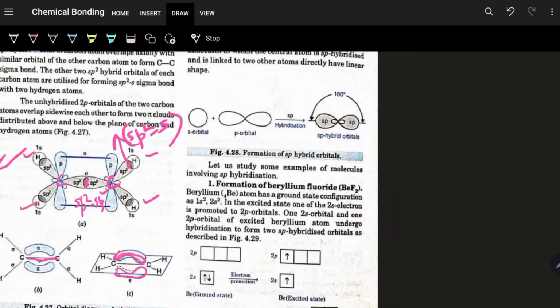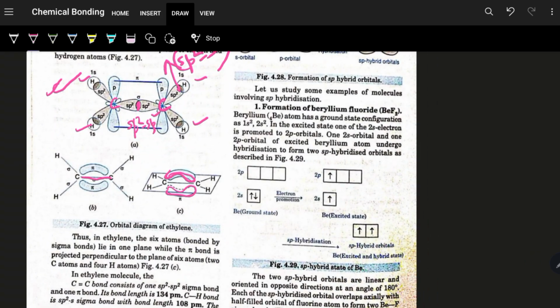Okay, so this is like this. The bond length, always keep in mind, of a double bond is lower, bond order is greater. So a carbon-carbon double bond consists of one sp2 sigma. We have seen that over there. Bond length is 134 picometer.